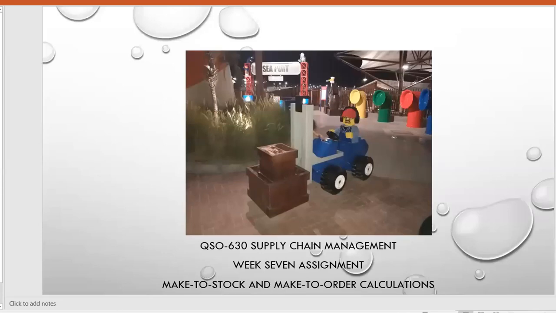9B1 tells us that the manufacturer sells to the distributor at $40 a unit. So how much will this distributor order?